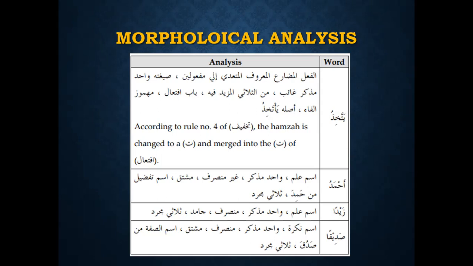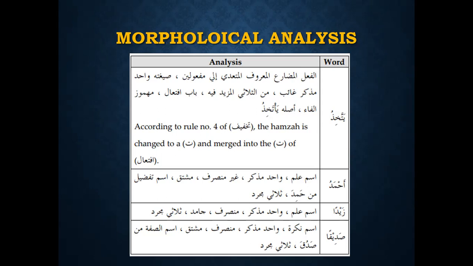So it says, because who did you take? Zayd. As what? As your friend. So you've got two maf'uls there, yeah? Zaydan Sadiqan. Okay, so this is how it would be. واحد مذكر غائب, we know. ثلاثي مزيد, yeah, because this is باب افتعال. And mahmuz al-fa, yeah, it was actually أخذ, is brought into this one, and يتخذ becomes يتخذ, yeah, the hamza gets changed into ta, and ta is now merged together.